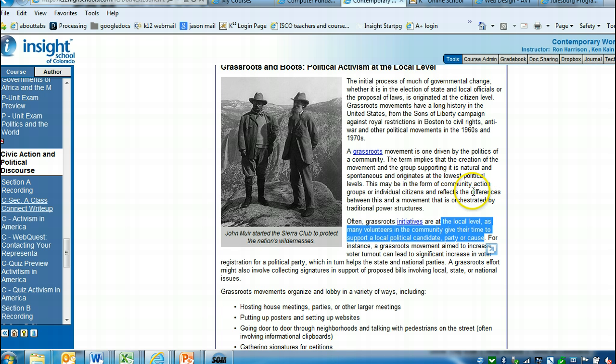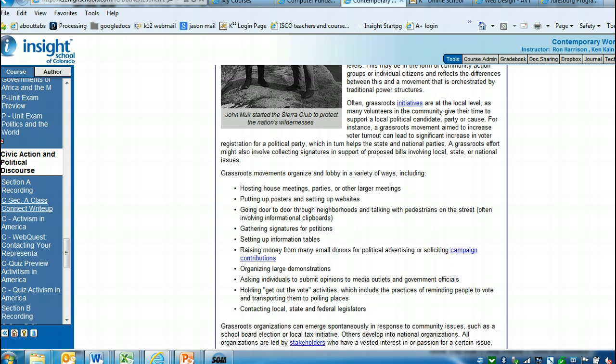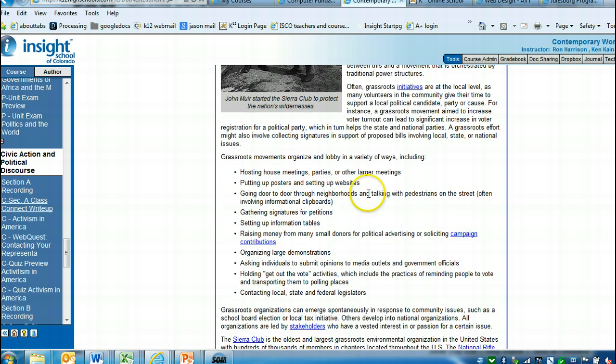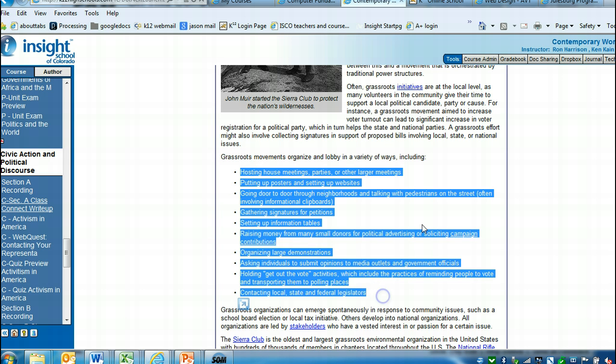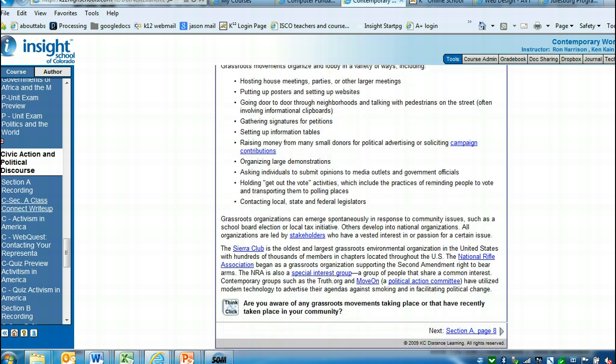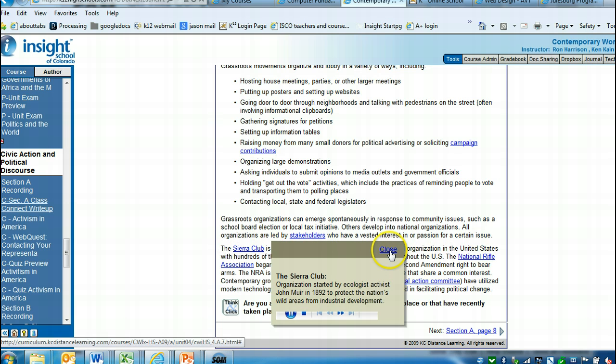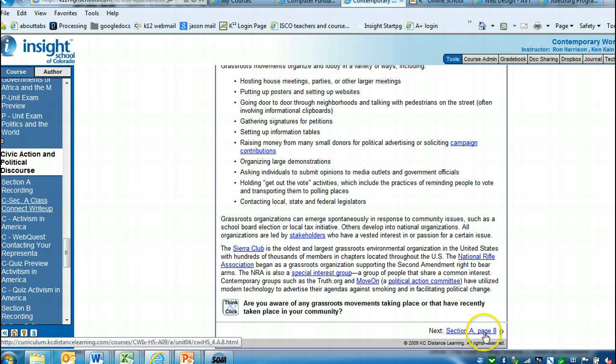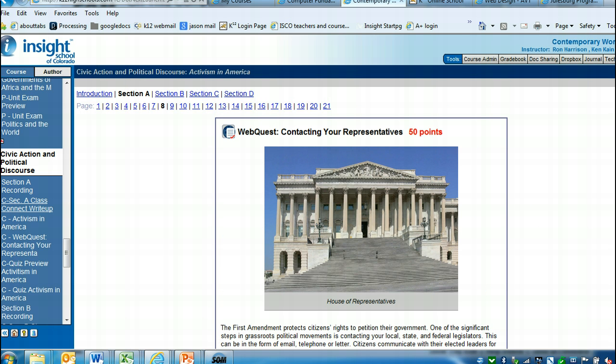So that's what is meant by grassroots, meaning it really means just starting at the lower level and then growing up eventually. And you can see all of these things that grassroots movements do. Very simple, but that really gets the ball rolling until things can really emerge as being public policy eventually. Some organizations that started out as grassroots: Sierra Club, National Rifle Association, and others.